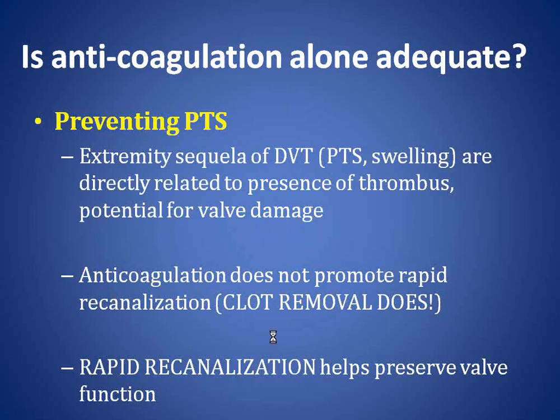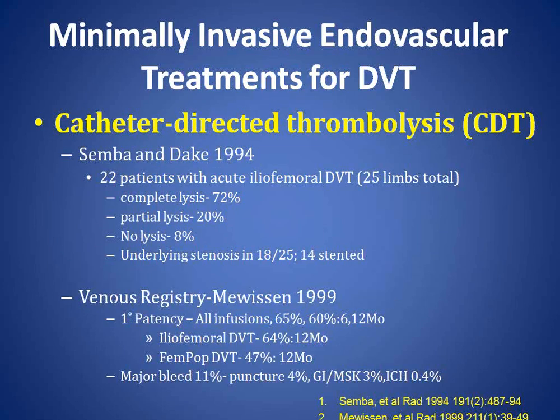So what are the treatments that are offered for DVT? In 1994, so 20 years ago, catheter-directed thrombolysis was developed, or at least the practice started. So this is a study showing, if we put a catheter into the clot and dissolve the clot, giving TPA through the catheter over hours or days to try to get it lysed, they found complete lysis in 72%, partial lysis in 20%, and no lysis in 8%. They found an underlying stenosis in a lot of them, which required stent placement.